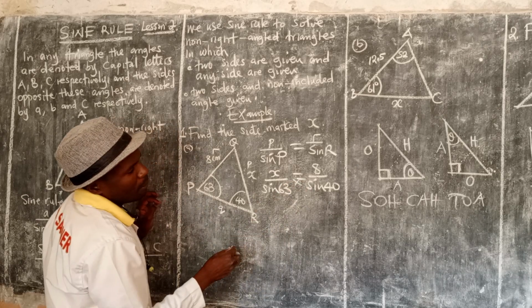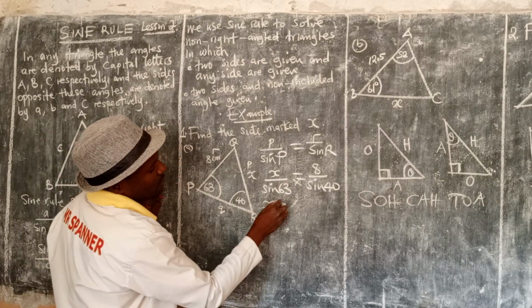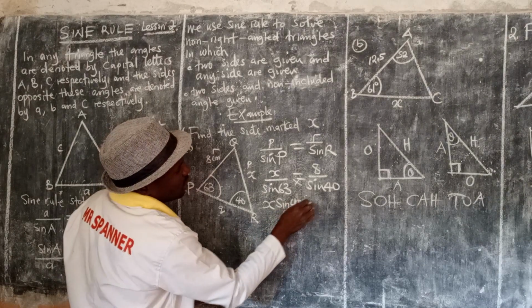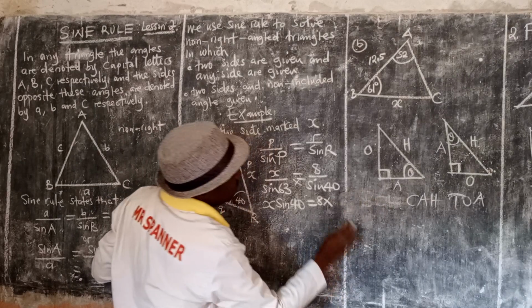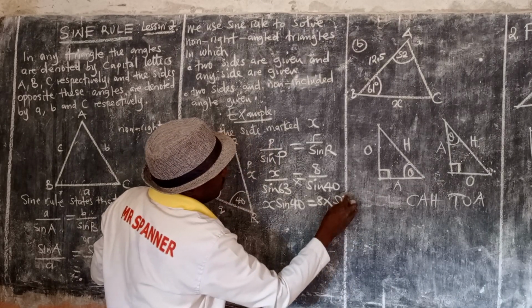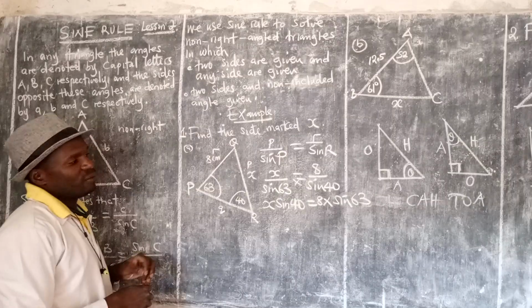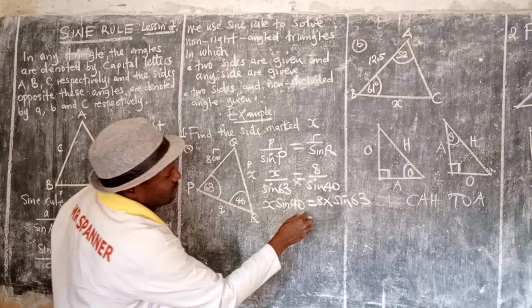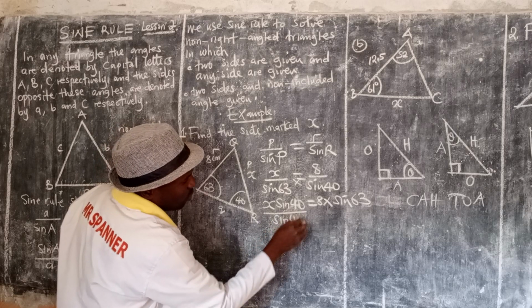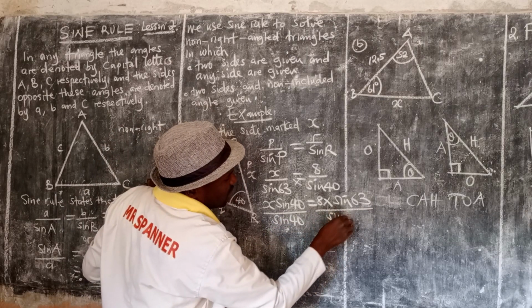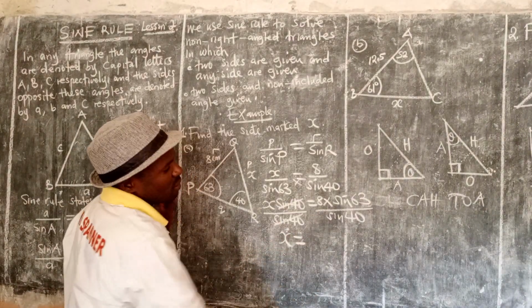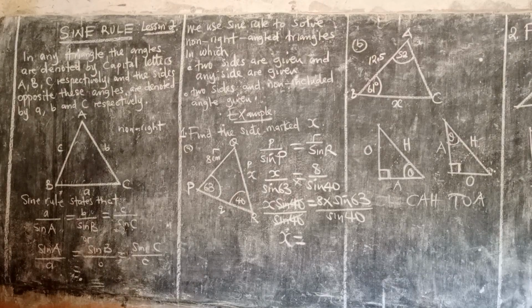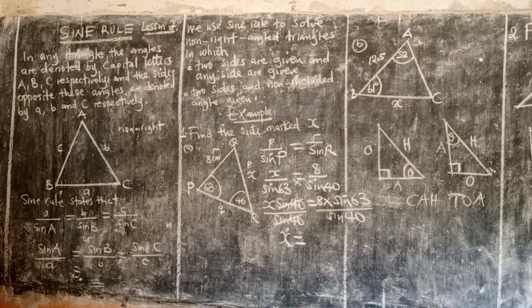Then what do we do from there? We cross multiply. So it will be X times sine 40 is equal to 8 times sine 63. Very good. What am I looking for? I'm looking for the value of X. You divide both sides by sine 40. So that is sine 40 and sine 40 cancel out. You have X is equal to 8 times sine 63, answer divided by sine 40.